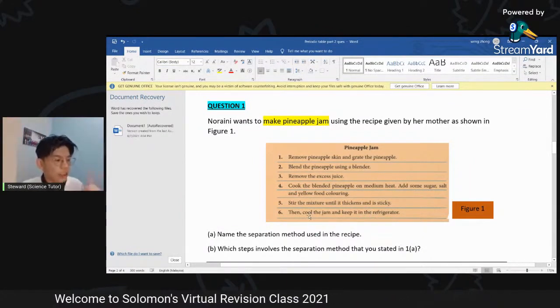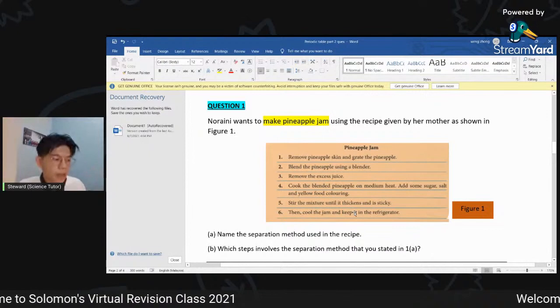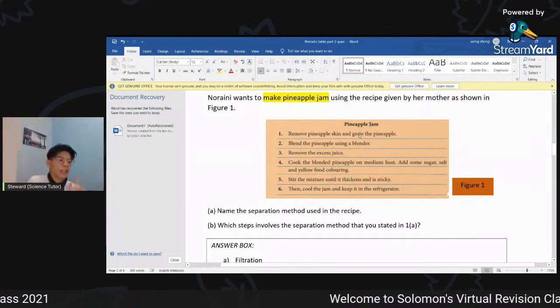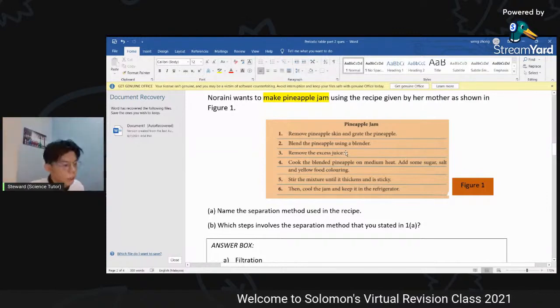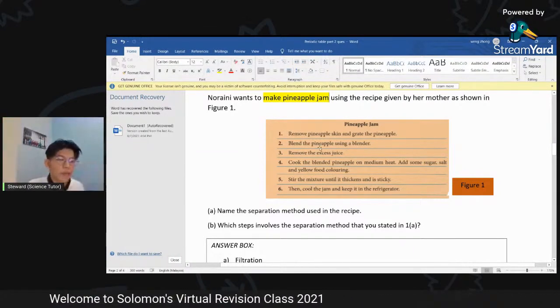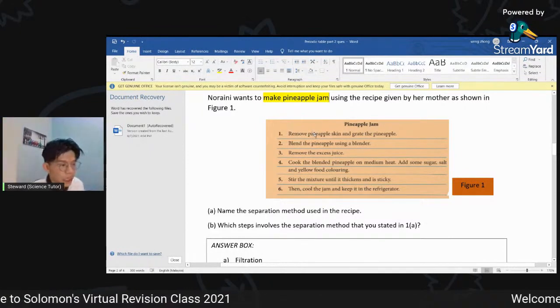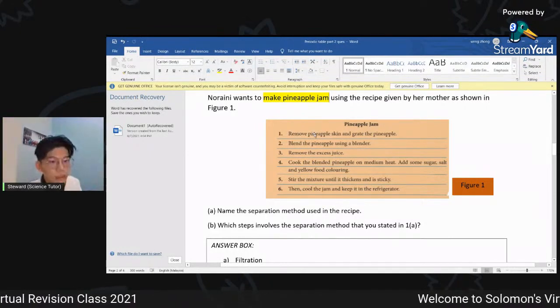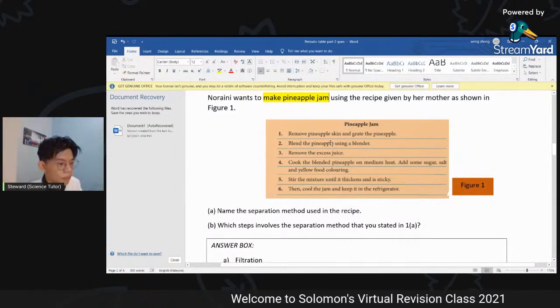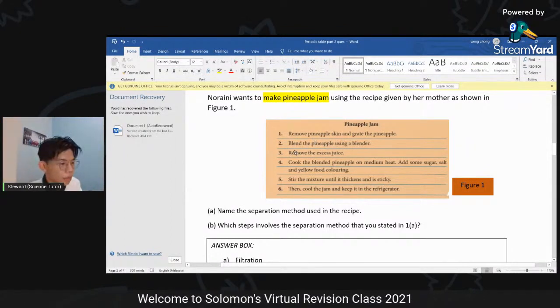Okay, add some sugar, stir the mixture, and cool the jam. Okay, so daripada 6 steps ni, kita boleh tengok yang mana kita perlu apply kita punya knowledge about separation of mixture. Okay, kalau kita remove skin, perlu ke tak? Tak perlu kan? Sebab dua ni macam guna pisau je. Okay, blend tu maksudnya tak perlu juga.